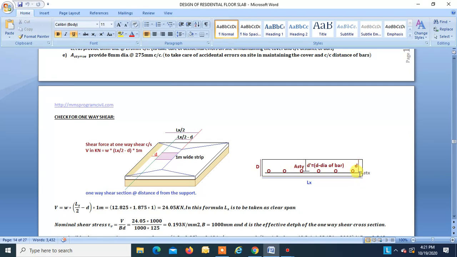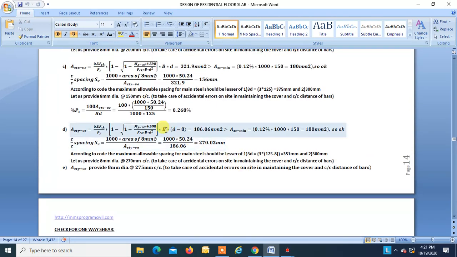So this d is up to the center of this bar, and this d dash is up from the center of this bar. So 4 mm from this bar and 4 mm from this bar, that is equal to 8. That is equal to the diameter of the bar, okay, which we are using. We are using 8 mm diameter. So I have written over here diameter bar. So over here we have to use d dash, which is equal to d minus diameter bar. So that is why I have taken over here as d minus 8 mm, right?